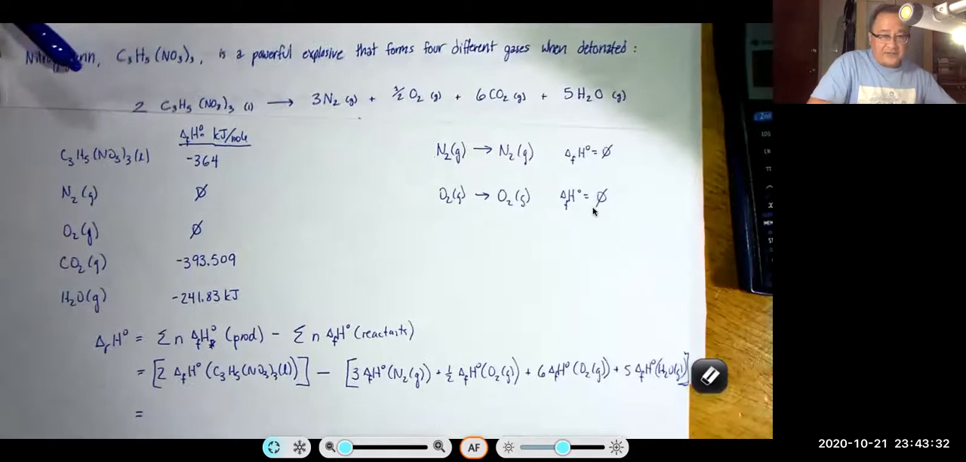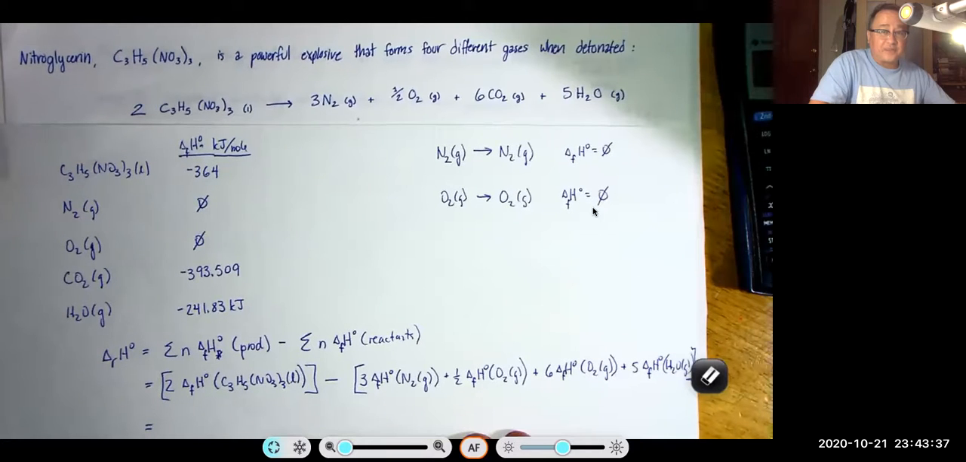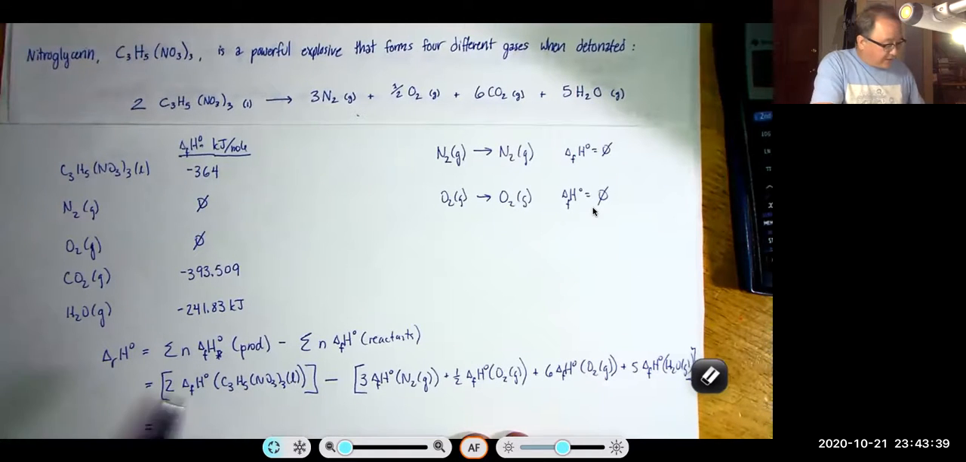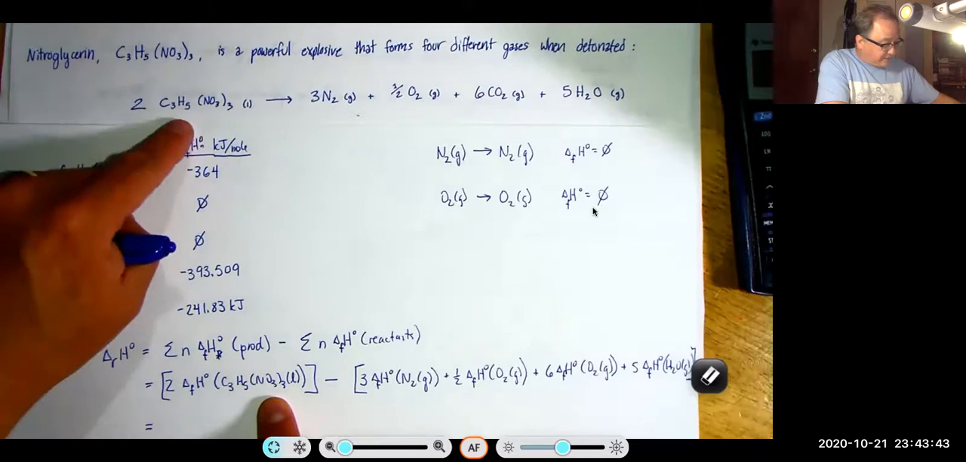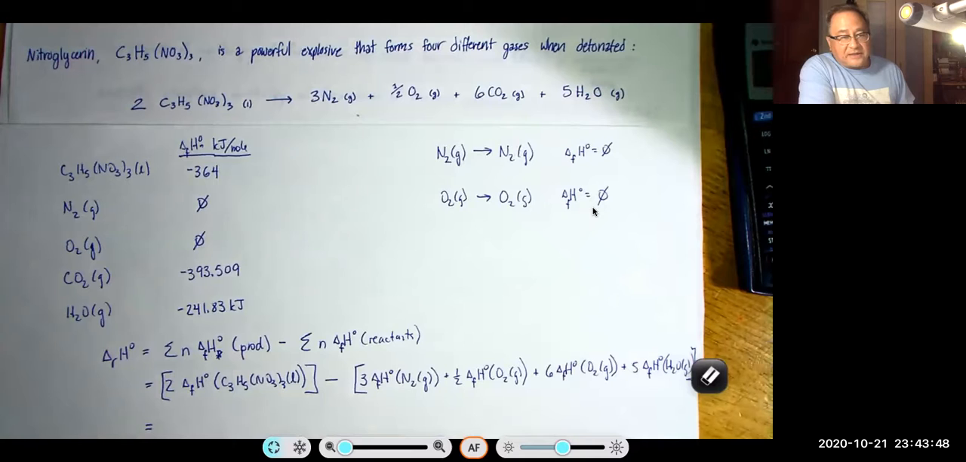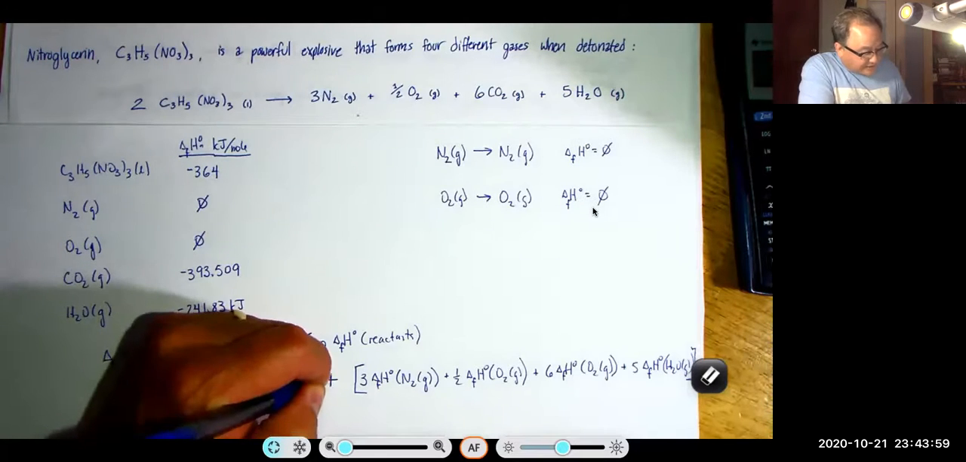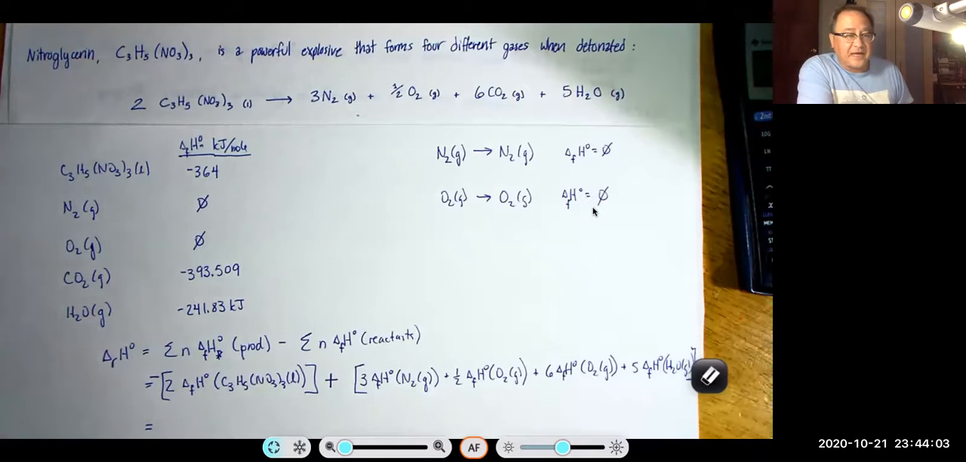I know my hand gets in the way, but when I'm writing below the screen, that doesn't help one bit. So here I have 2 times the enthalpy of formation of, oops, and I did it exactly wrong, didn't I? This is supposed to be products, so this is supposed to be over here, and this is supposed to be over here. So I can correct this by putting a plus here and a minus here, and that fixes it, okay?